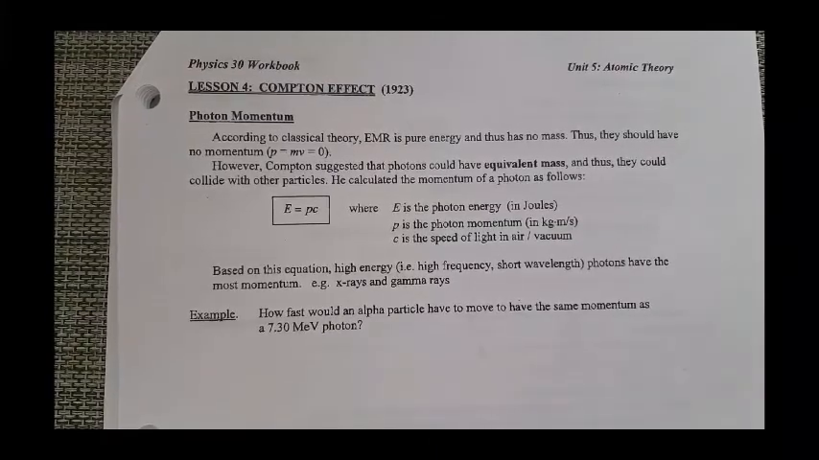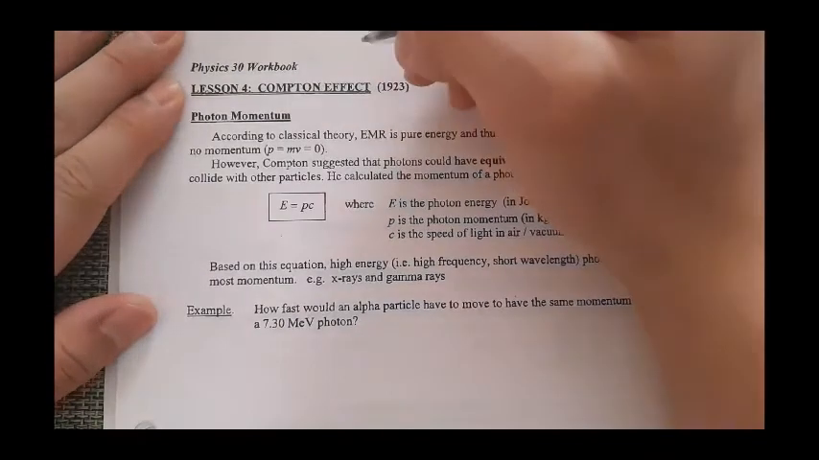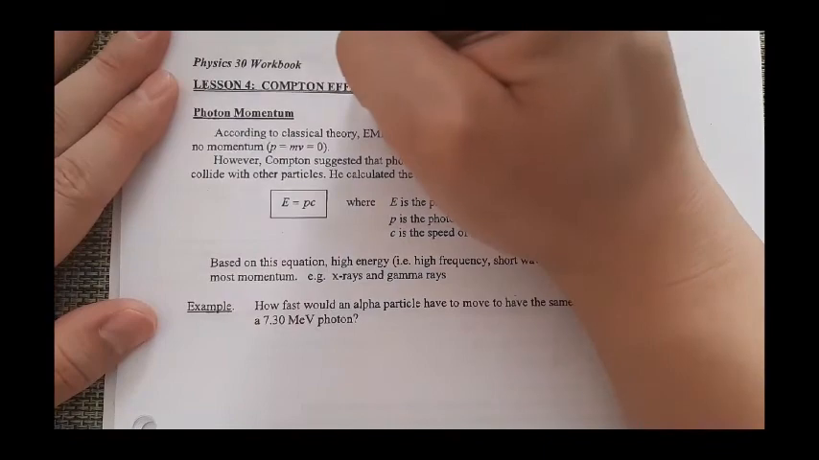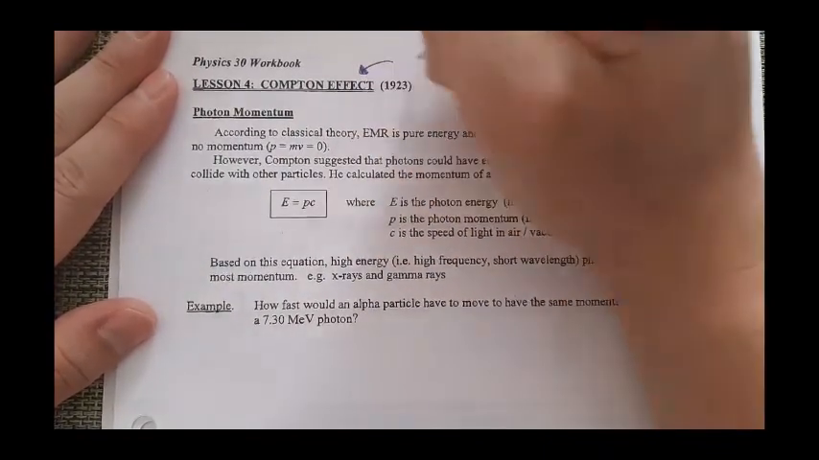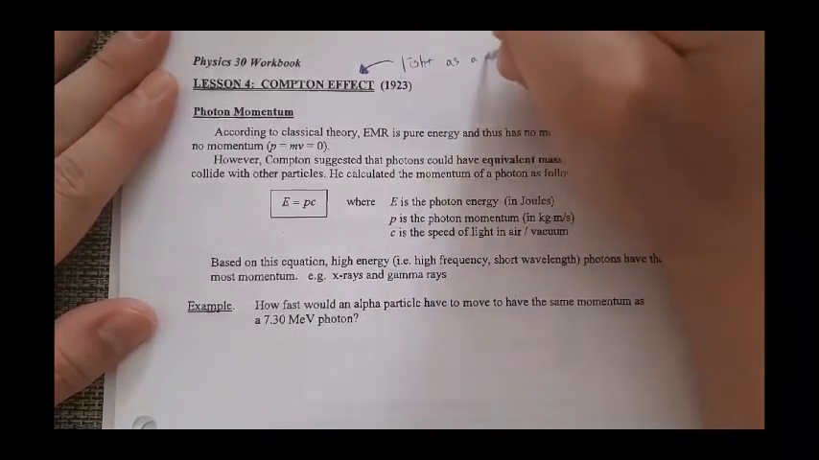Right, welcome back, Physics 30. Today's lesson is lesson number 4 of the Unit C Part 2 booklet. It is known as Compton Effect. Like the word suggests, it was done by a scientist, Compton. It was done in 1923, and this is one of the main discoveries of light as a particle.